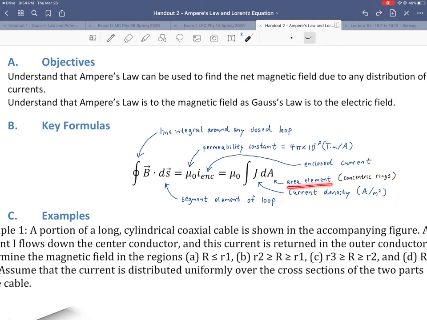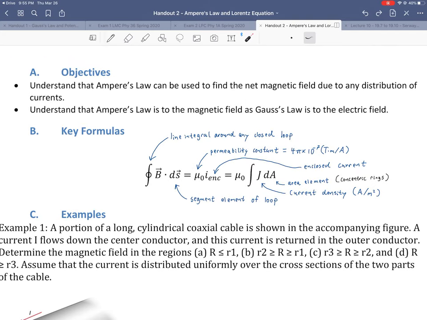But then the area element, okay? Well, here's the thing, right? Just like with Gauss's law, we didn't integrate over the volume and just leave it as dV. We integrated over some volume defined as, in that case, surface areas of concentric shells. Well, here, since we're just doing an area integral with our current density, we're going to be integrating over concentric rings, okay? So we'll see that in practice if it doesn't make too much sense here, okay?